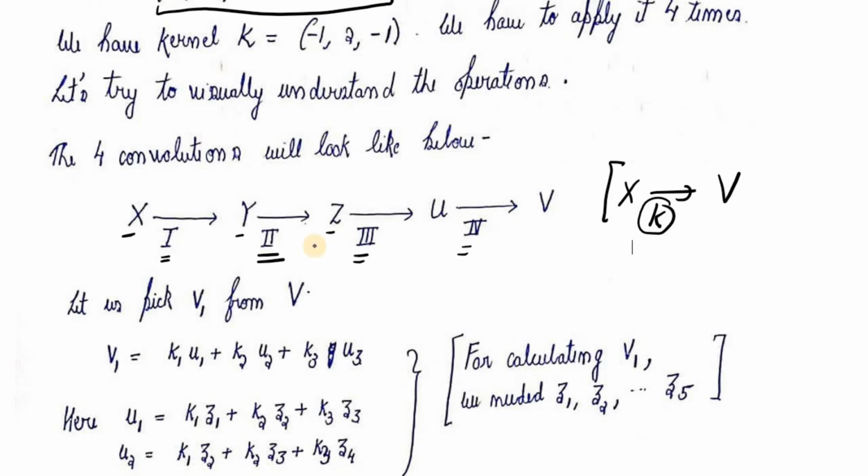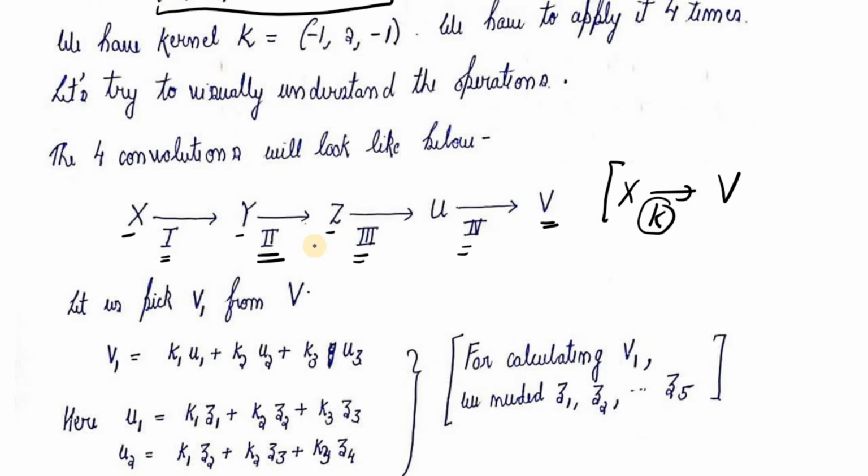We can say that if we are at V, and this is actually the idea we should be following, instead of moving from X to V, which can make things a bit messy, always move from right to left. We start from V and we go to U.